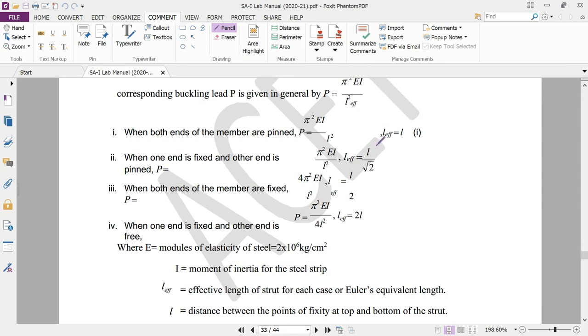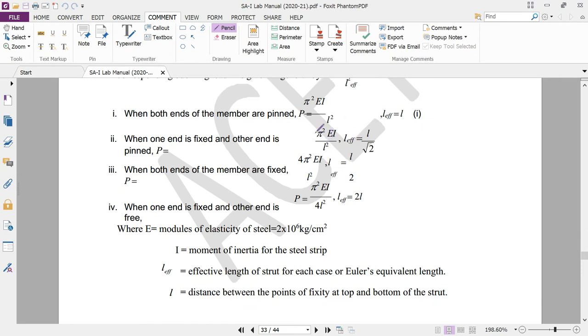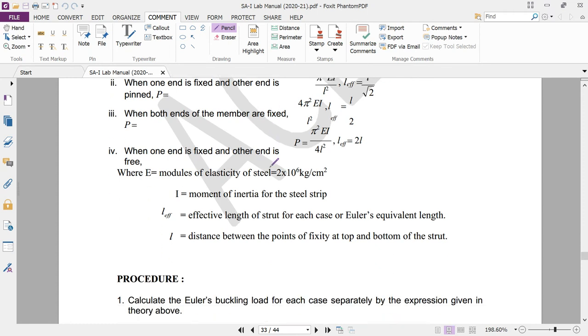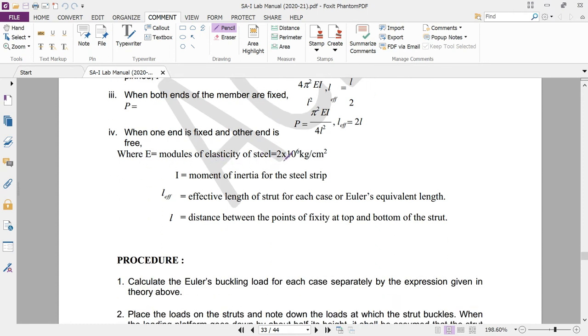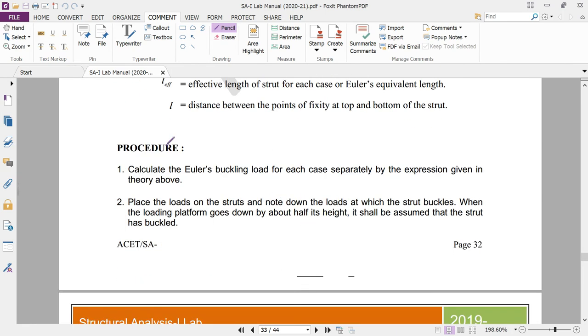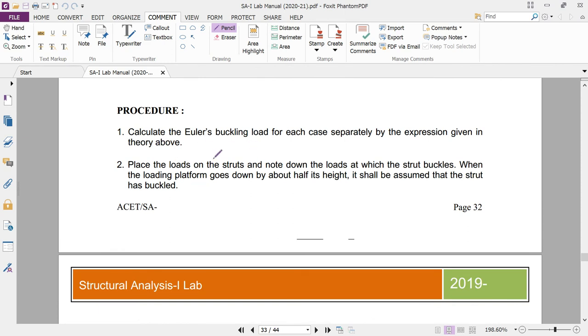So that effective value we have to consider here, calculate the L effective, and then put this value in the formula. We'll get the final value of the critical loads for the different end conditions. Here E is the modulus of elasticity; as steel material is used as the scale, the modulus of elasticity is considered as 2 into 10 to the power 6 kg per centimeter square. This is the procedure we have already seen in the YouTube video.